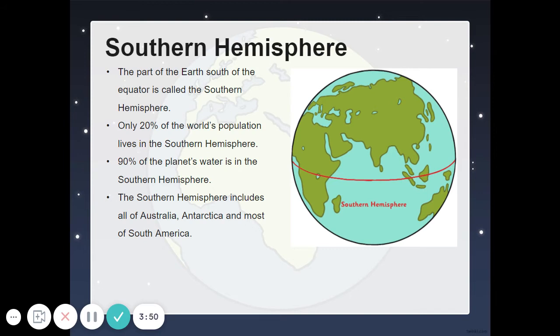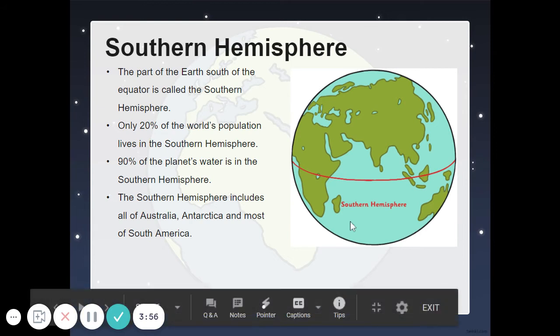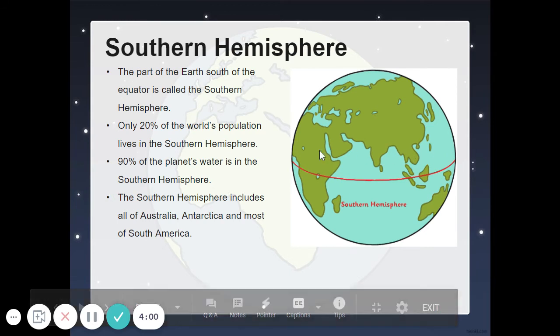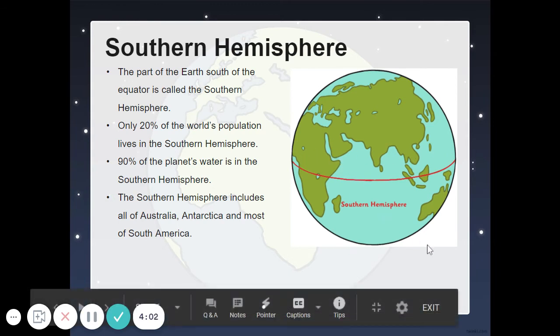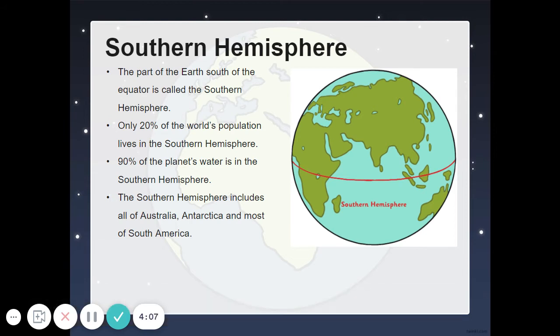Right, southern hemisphere. Let's see if you were right. The part of the Earth south of the equator, so remember south is at the bottom, so north, south, then we have east and west. The part of the Earth south of the equator is the southern hemisphere. Only 20% of the world's population lives in the southern hemisphere. I wonder how many of you got that right.